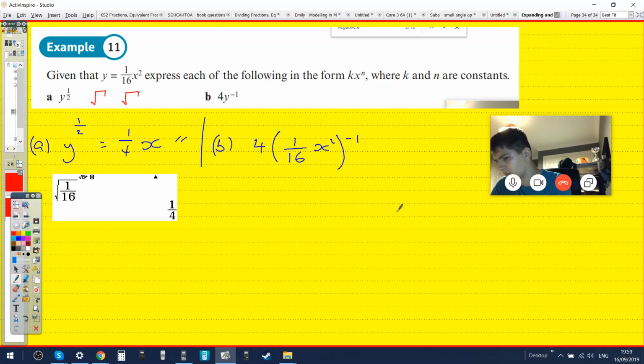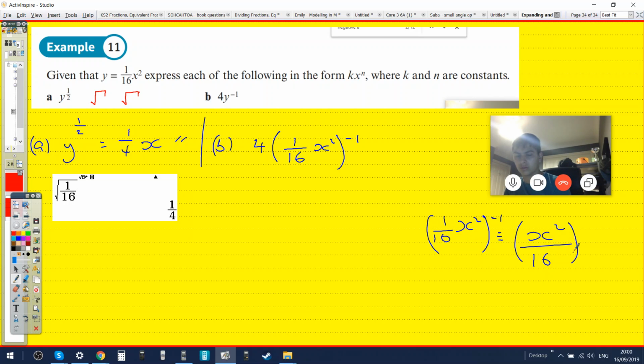Well, another way to write this. So 1 over 16 x is just times x squared. So another way to write that is x squared over 16. So that's just 4 and then x squared over 16 to the minus 1. What's that going to do? That flips the fraction. So will it then be 16 over x squared? Yeah.